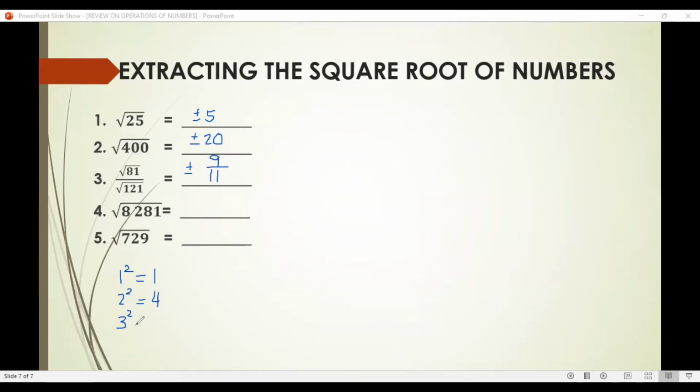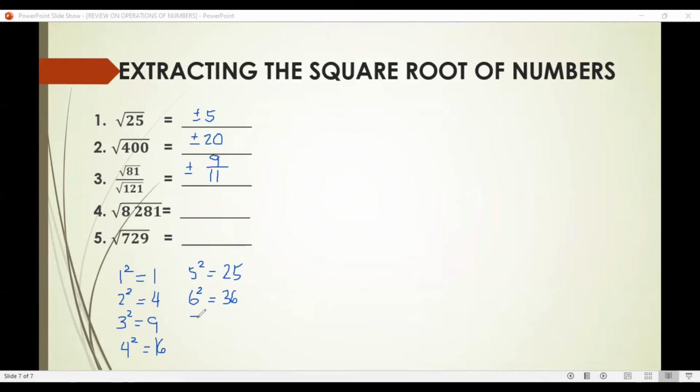And then 3 raised to the second power, it's equivalent to 9. 4 raised to the second power, that is 4 times 4, we have 16. Now taking 5 to the second power, that is of course 5 times 5, we have an answer which is 25. And then 6 raised to the second power, that is equivalent to 36. Again, I am no longer getting the negative, but you can actually have there a negative 6 also.